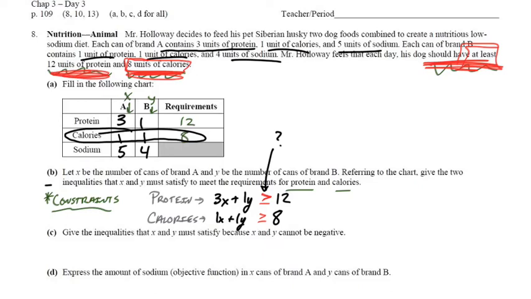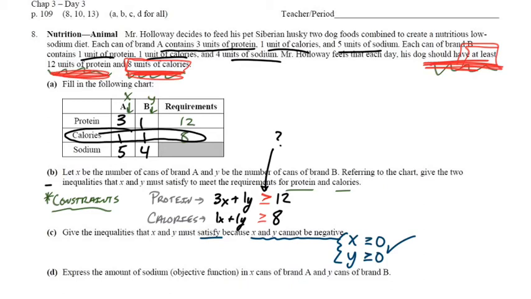All right, so part C, I think you know what we're headed for there. It says, give the inequalities that x and y must satisfy because x and y cannot be negative. So we know that x has to be greater than or equal to 0 and y has to be greater than or equal to 0. In other words, you can't have negative dog food. You've got to have at least 0 or more cans of each brand of dog food. Those are always going to be there when we're talking about a real-world scenario.